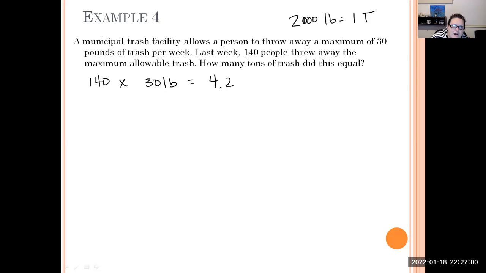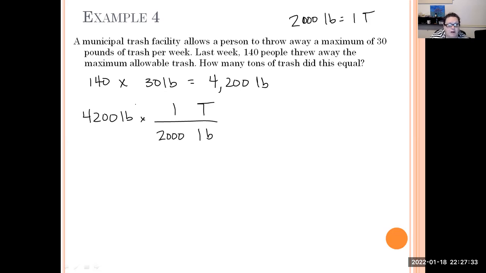4,200 pounds of trash last week. So the question is, how many tons is this? So when you take that 4,200 pounds and convert it to tons. Pounds is currently in the numerator, so therefore we need pounds in the denominator, so they'll cancel out. And we need tons in the numerator because that's what our ultimate goal is. And now we just plug the numbers in. So 1 ton is 2,000 pounds.